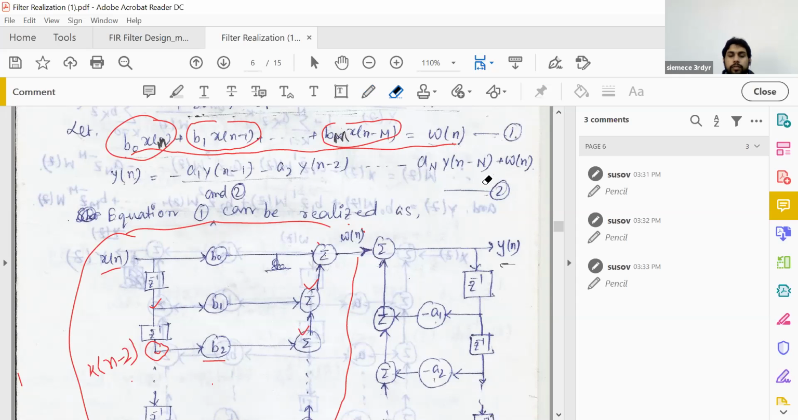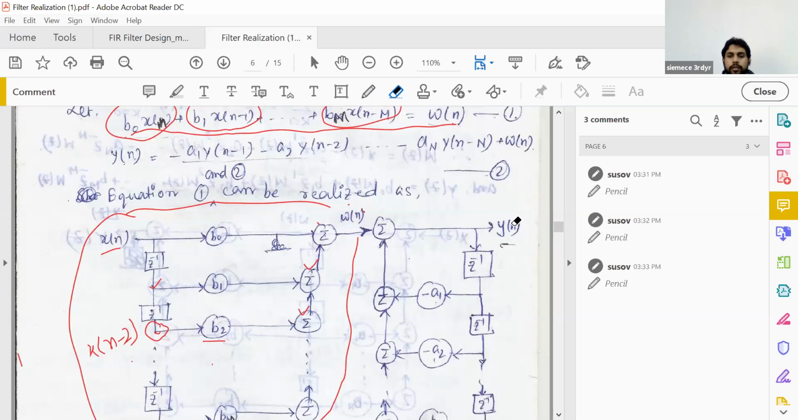Now what is the equation number 2? Equation number 2 is y of n equal to this equation plus W of n. So I take W of n and pass it through this summation, so W of n is summed over here.